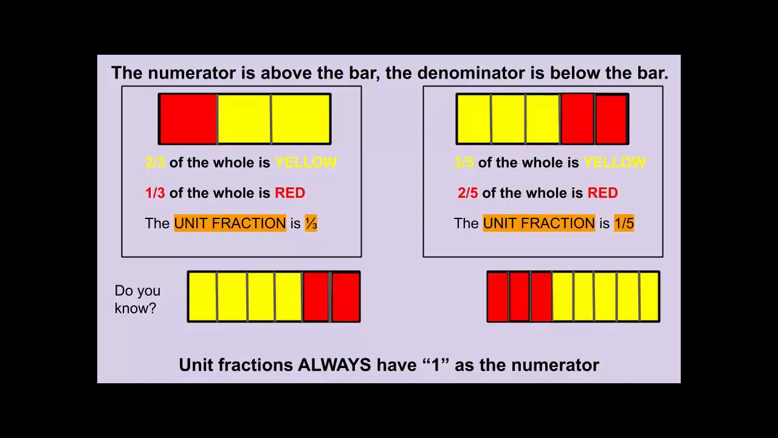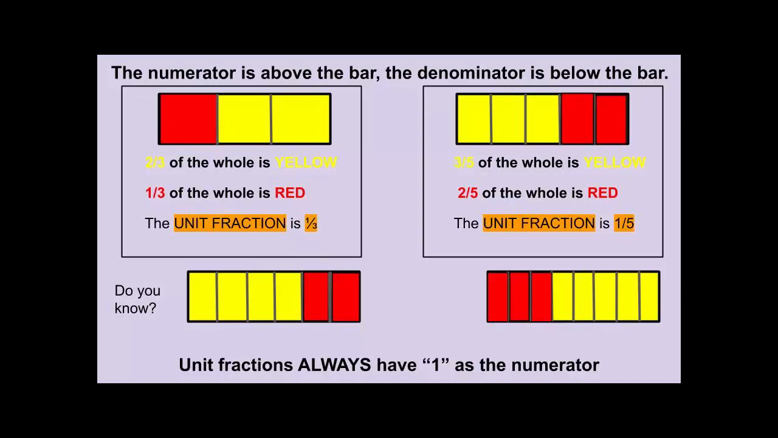There are 2 sections of red. 2/5 of the rectangle is red. The unit fraction is 1/5 because the numerator must always be 1 and there are 5 parts. So the unit fraction is 1/5.